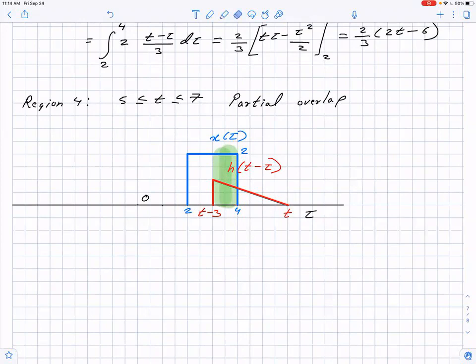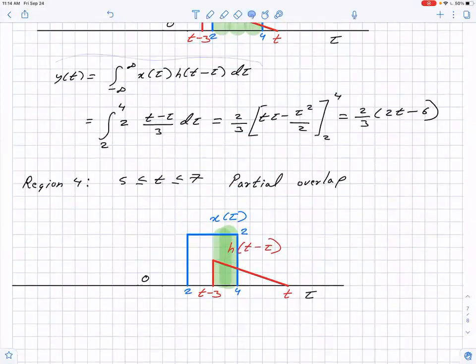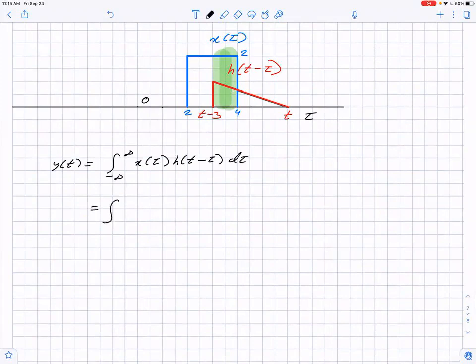So the overlap begins at the left end of the red function, which is t minus 3, and ends at the right end of the blue function, which is 4. That will help us determine the convolution integral limits. So the lower limit is the left end of the shaded green section, which is t minus 3. And the upper limit is the right end, which is 4.